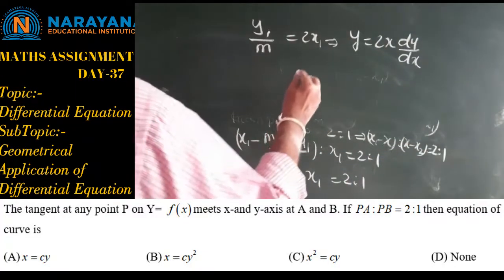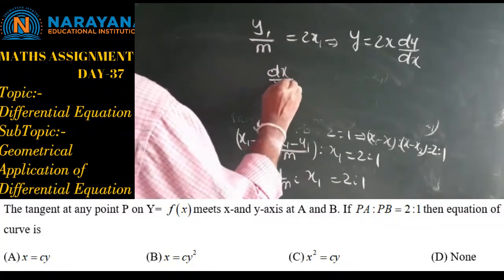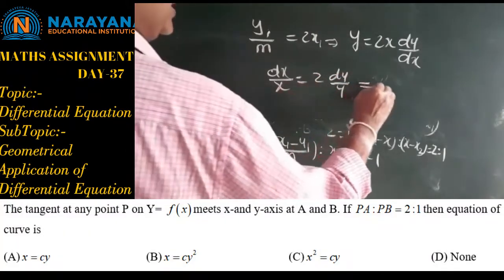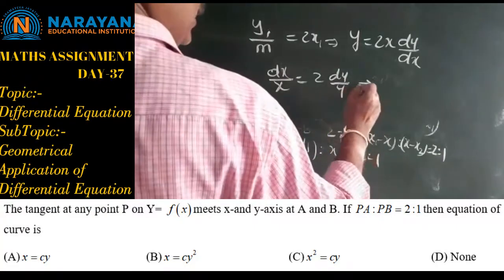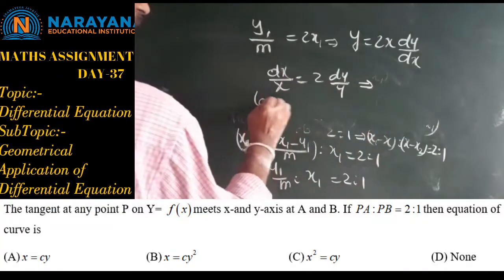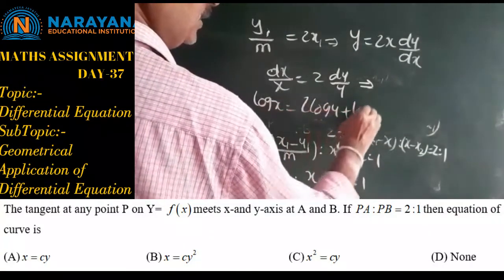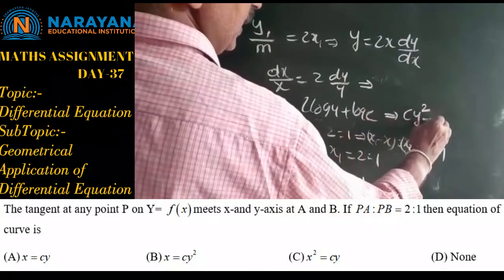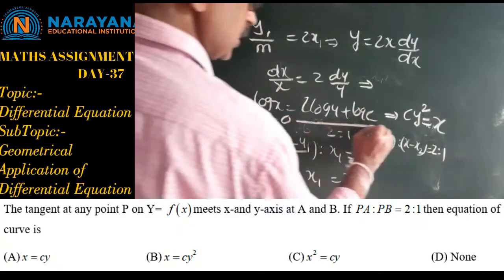And we can take dx by x is equal to 2 into dy by y. So by integrating, you can get the curve equation in the form of log x equal to 2 log y plus log c. So this implies you can get c y square equal to x, which is the solution of this particular 15th problem.